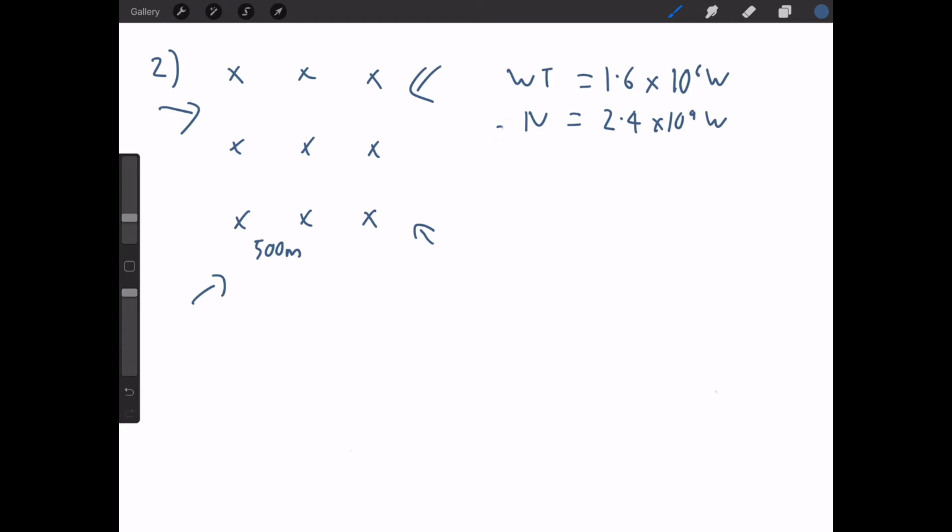So this is easy. All I'm really doing is trying to find out how many times this number goes into that number. So all I need to do is take 2.4 times 10 to the power 9 and divide it by 1.6 times 10 to the power 6. You can do things with the indices here, but if you just want to put it in your calculator, that's absolutely fine. And that will give you 1,500. No units, because this is just a number of wind turbines. 2 marks, nice and easy.